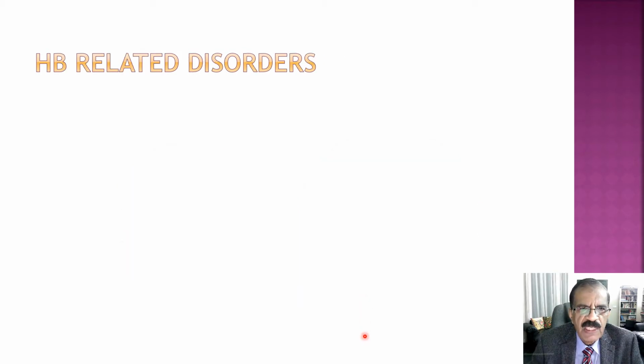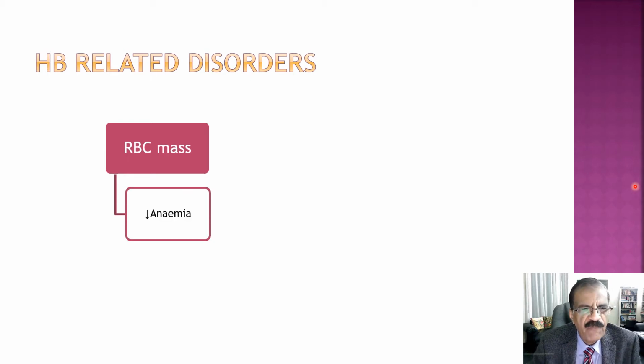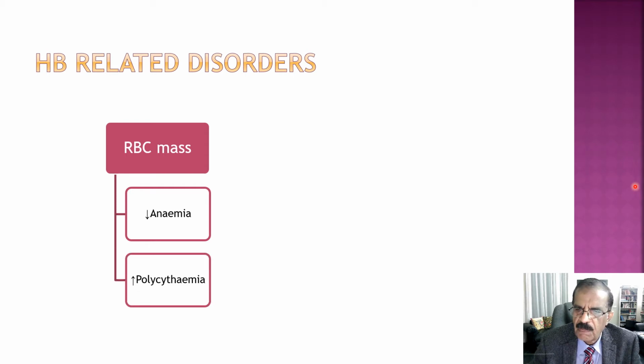Now let's discuss hemoglobin related disorders. We have various types. These disorders may be related to RBC mass, and RBC mass may be reduced, and that would result in various types of anemias. And if RBC mass is increased, that would cause a condition called polycythemia. We will have a separate lecture on polycythemia.